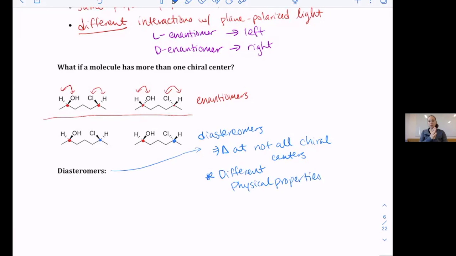So overall, when you have multiple chiral centers in a molecule, you need to determine whether the whole thing switches, which is an enantiomer, or if only part of it switches, which is a diastereomer.